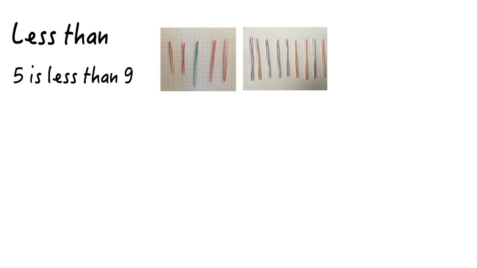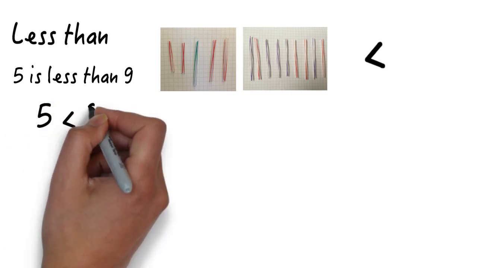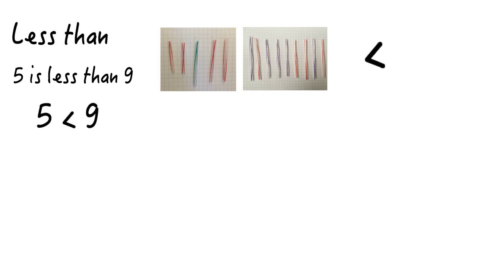If you wanted to write this in the maths world, you'd write it like this. 5 is less than 9. And you can see that the pointy bit of the less than sign is facing the smaller number. Again, you can always make the different numbers to work it out by counting.